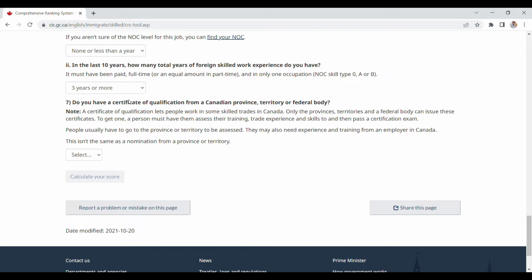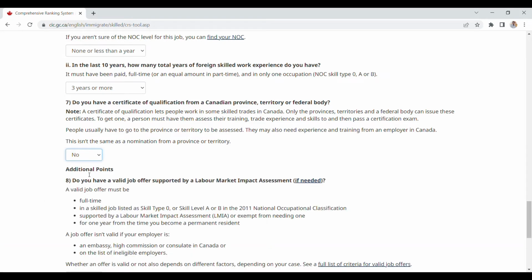Now, this is an option where you can get your skills or experience certified from a Canadian body, and they will provide you with the certification. And if you have that certification, you can select yes. I'm selecting no for now.